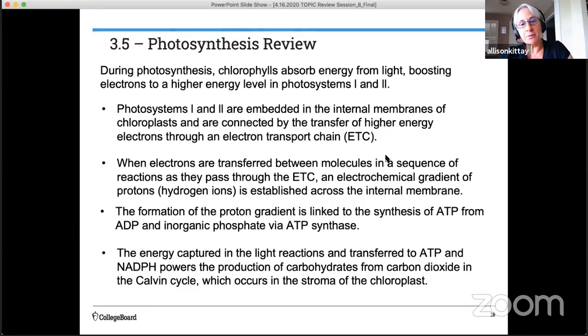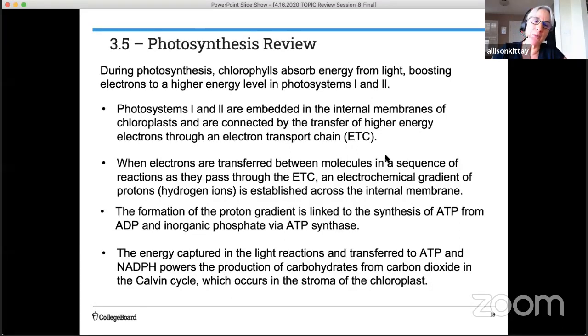The formation of the proton gradient is linked to the synthesis of ATP from ADP and inorganic phosphate via the enzyme ATP synthase. The energy captured in the light reactions and transferred to ATP and NADPH powers the production of carbohydrates from carbon dioxide in the Calvin cycle, which occurs in the stroma of the chloroplast.